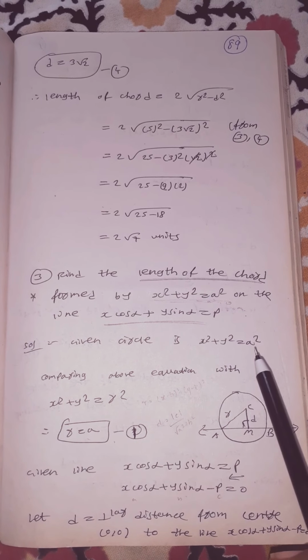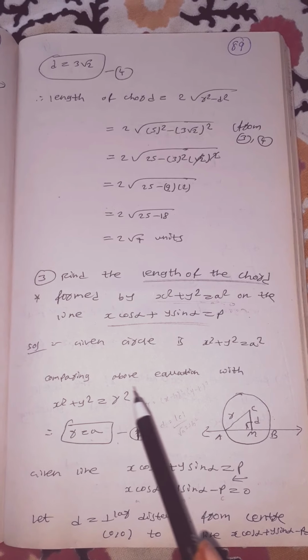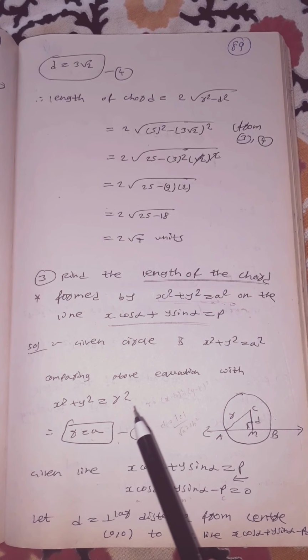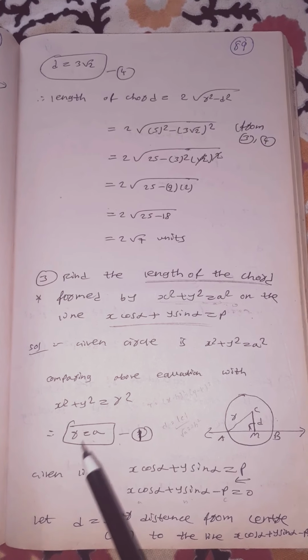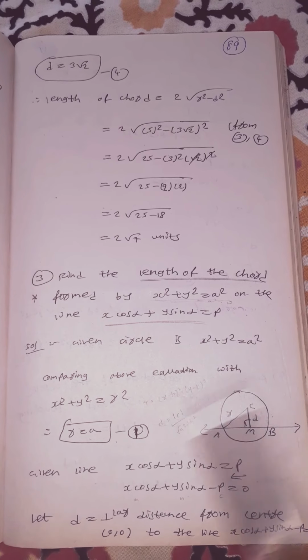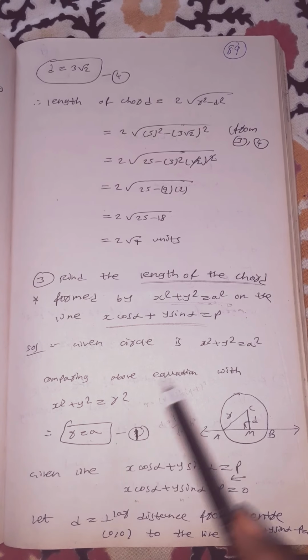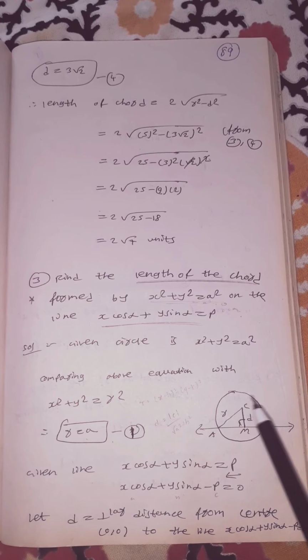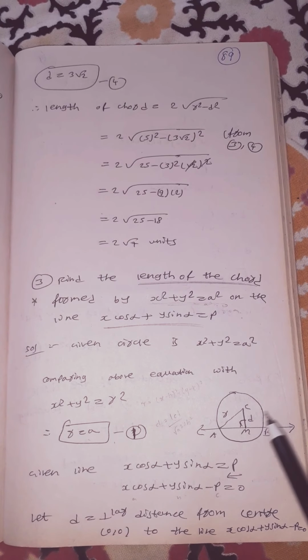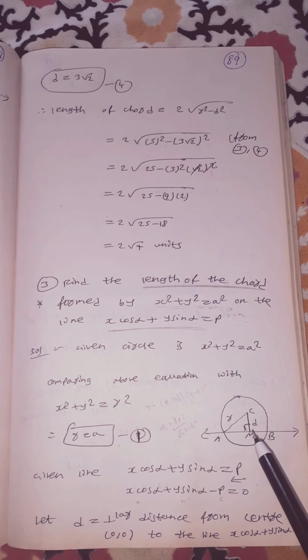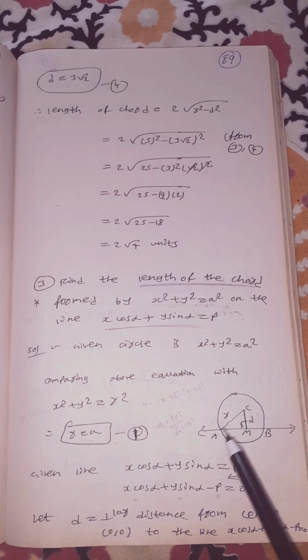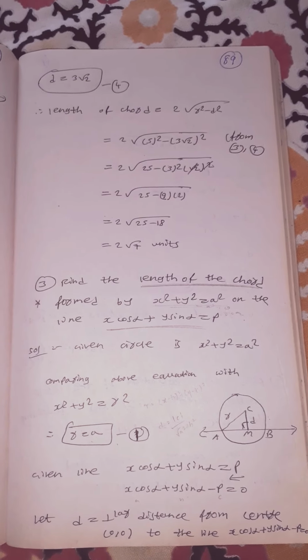So first, the given circle is x square plus y square equal to a square. Comparing the above equation with x square plus y square equal to r square, directly you will get the radius, children. Why? Because it is a general equation. So radius r is equal to a. So you can draw the circle, children. Same diagram structure it will come. And here the perpendicular distance joins: radius, hypotenuse, d.